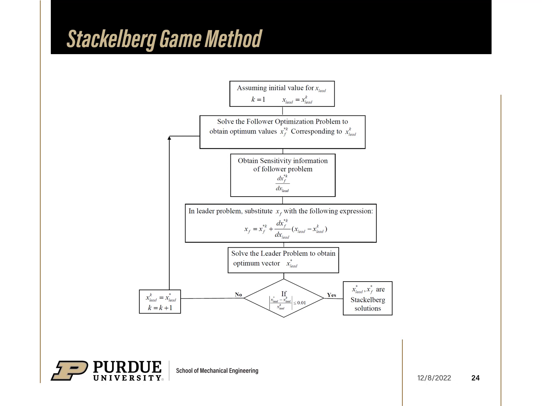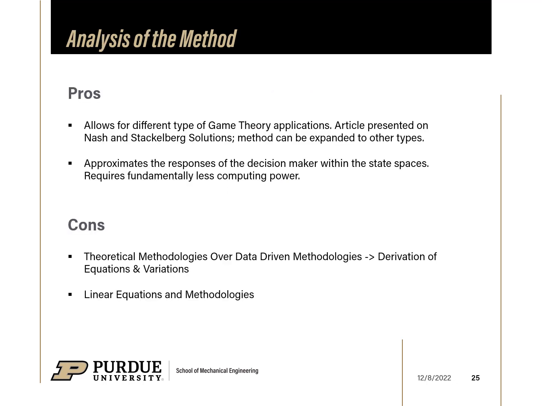If the difference between the optimum leader's value and the assumed leader's value, divided by the assumed leader's value, is less than or equal to a certain threshold, then the optimum values for both the leader and the follower are Stackelberg solutions. Now it's important to analyze the method to see what the pros and cons are.